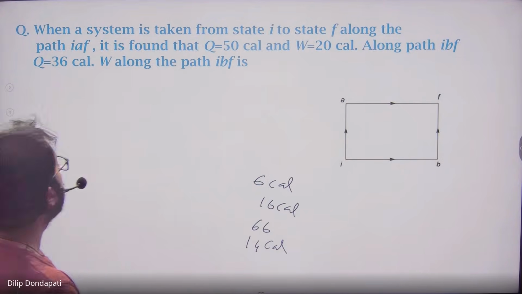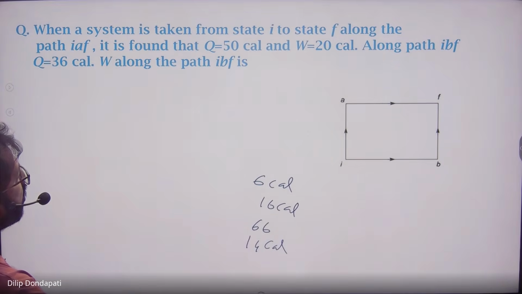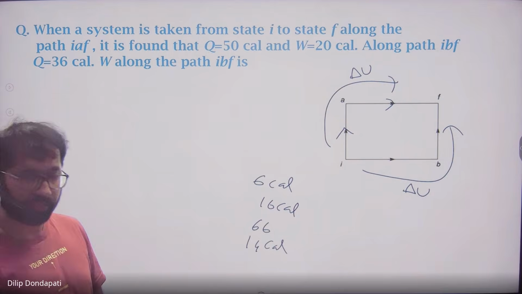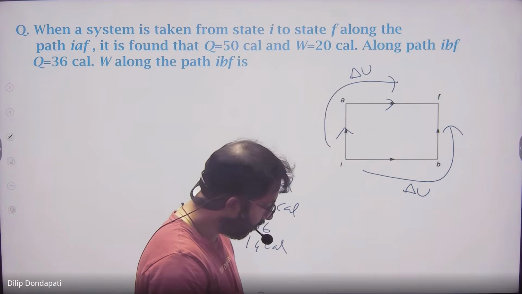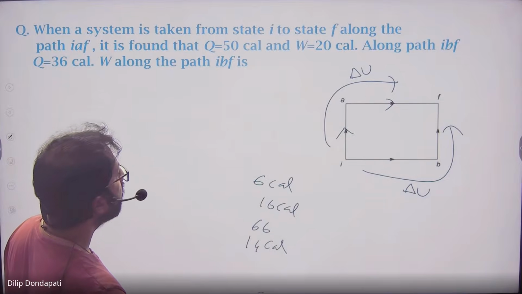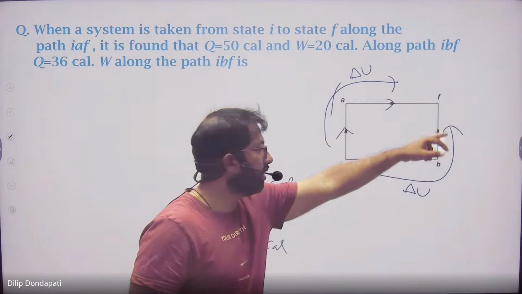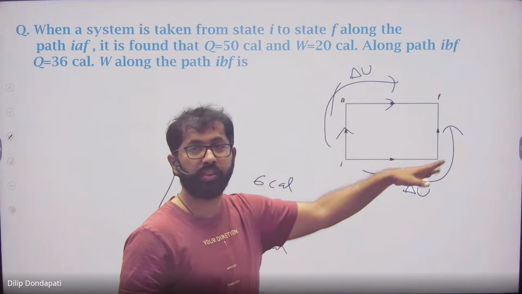Look, the system is taken from the initial to the final state along IAF. IAF and IBF, so what will happen? Delta U is the same, right? Delta U is the same. But the total should be 0, right? So one should be the opposite of the other. Why is the total 0? Because it's a cyclic system. But is this a cyclic system? In a cyclic system the arrows should go straight like this. This is one process, this is one process. Okay.